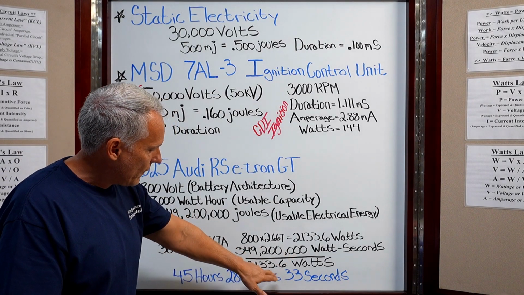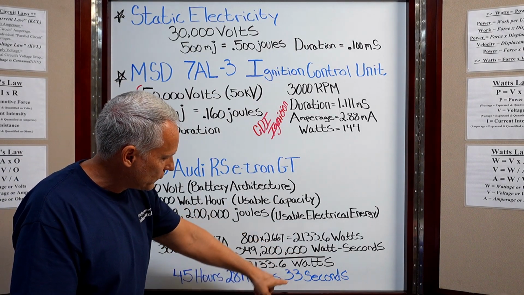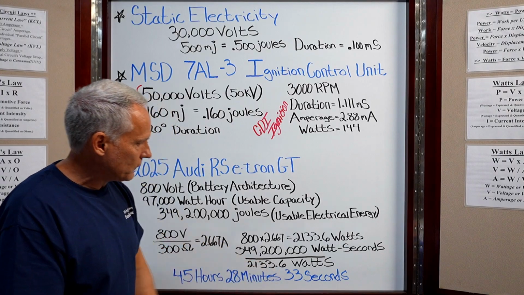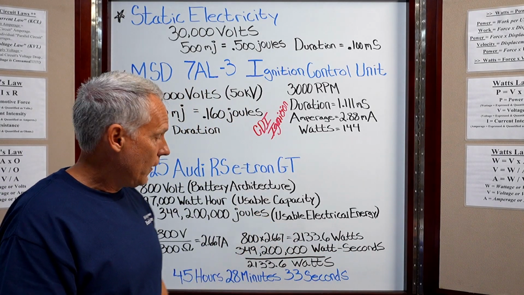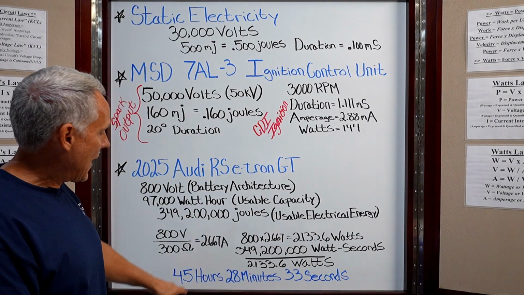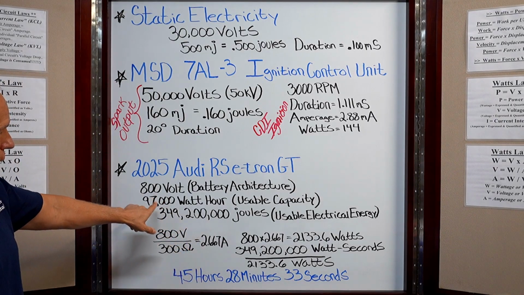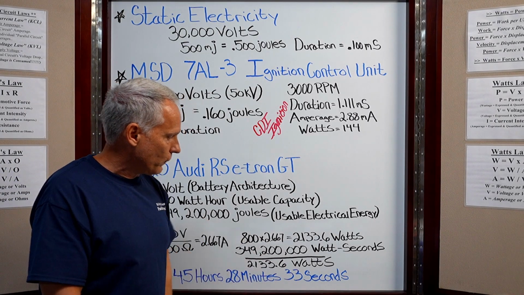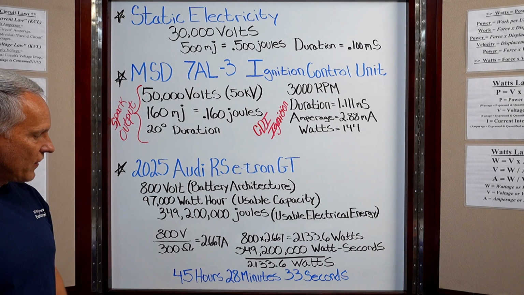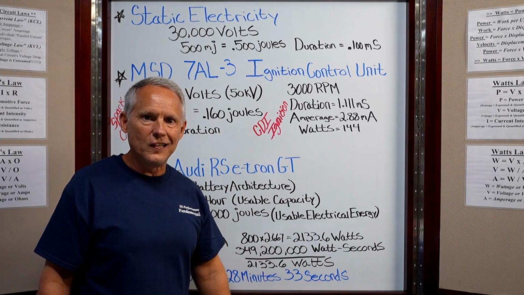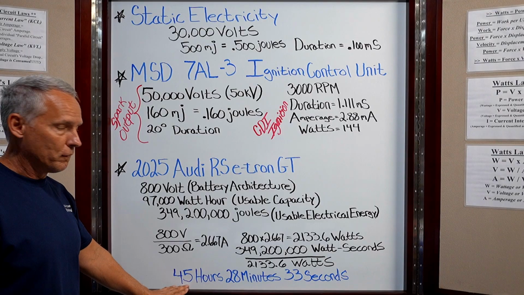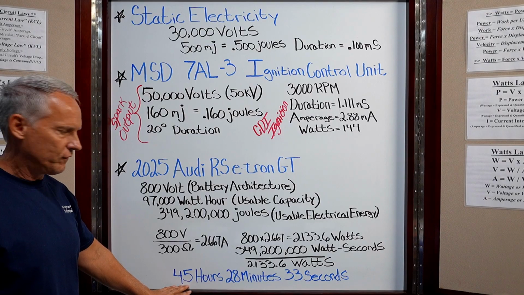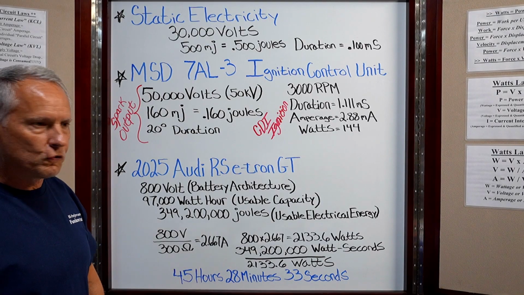So if you do the math, take 349,200,000 divided by 2133.6, we'll find out how many seconds it's going to electrocute us for. And you break that down into hours, that battery pack can electrocute us with 2133.6 watts for 45 hours, 28 minutes, and 33 seconds. By that time, there's nothing left of you. You know what I mean? Basically, after probably a few minutes, there ain't much left of you, let alone 45 hours.